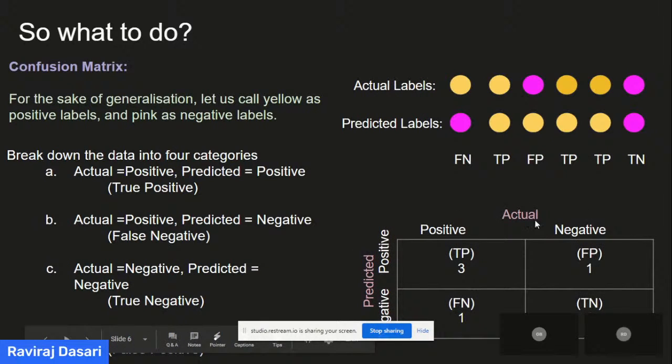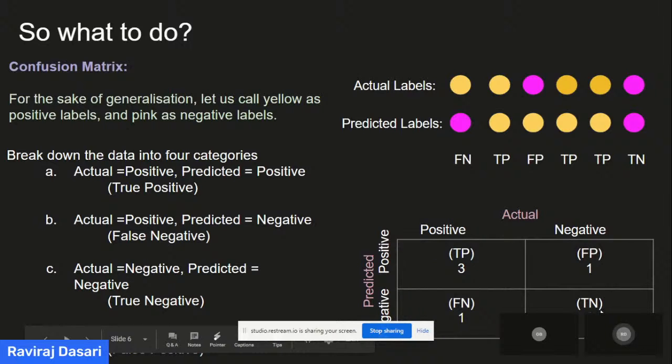So here you have actual values on this side and predicted values on this side. If you see this box here, it represents the actual positives predicted as positives, that is TP. So you can just create a matrix like this saying I have a positive class and then it is predicted as positive. There are three values like that, and there is one label that is actually negative but predicted as positive.